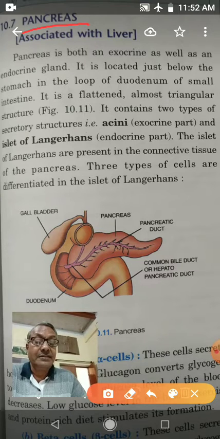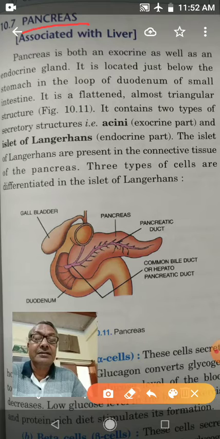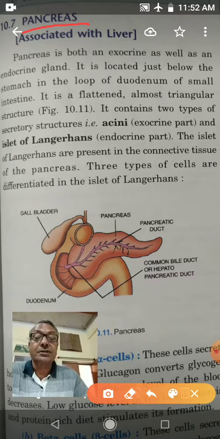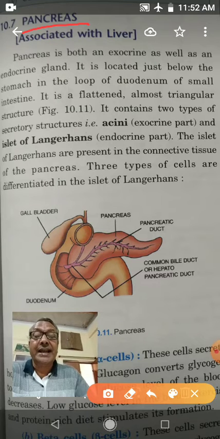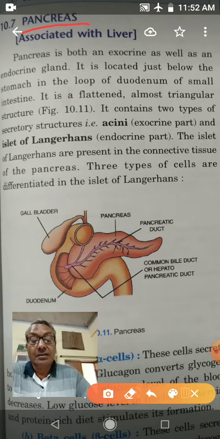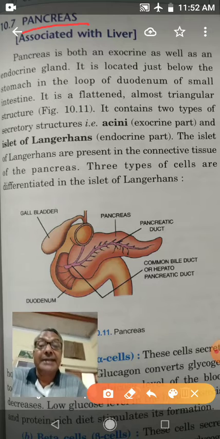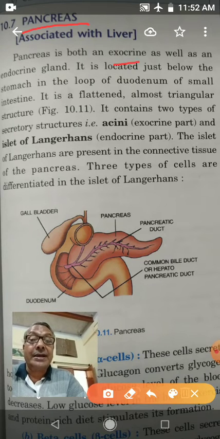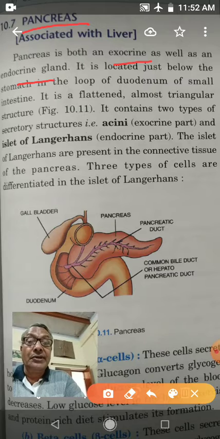Its reason is, it secretes digestive juice, that is pancreatic juice, which helps in the digestion of food. Pancreas also secretes hormones, and those hormones regulate the metabolism of carbohydrate. Therefore, pancreas is exocrine as well as endocrine.